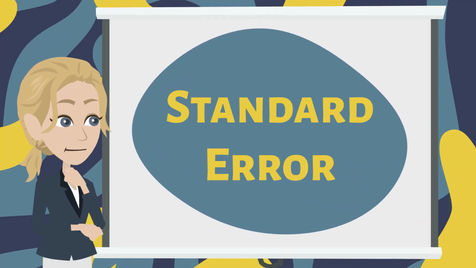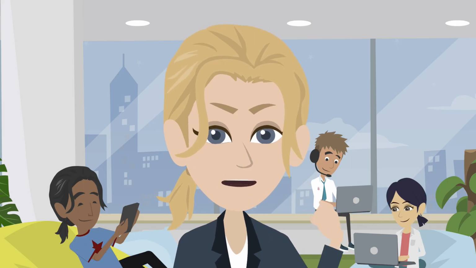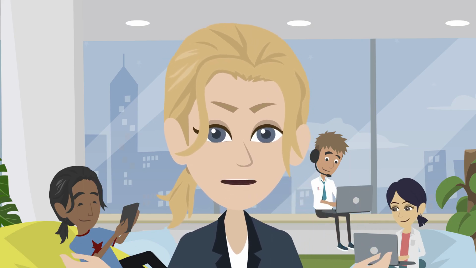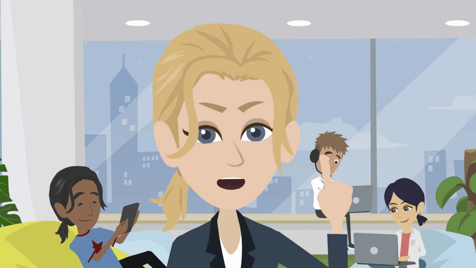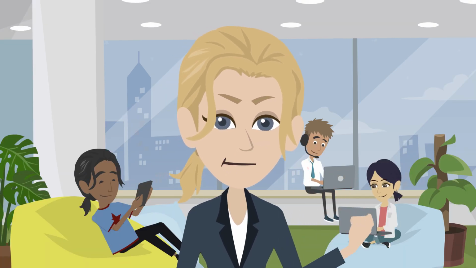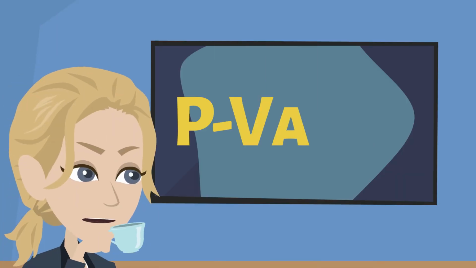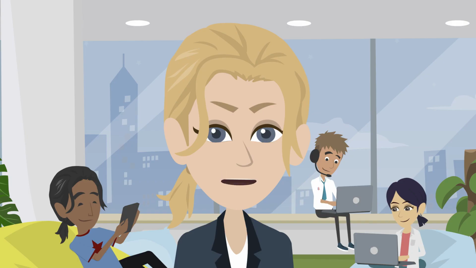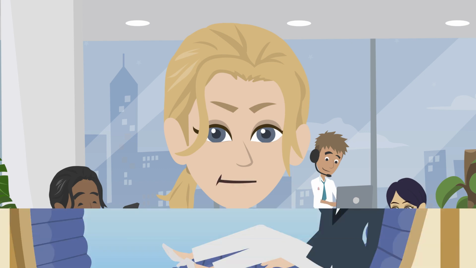Standard error. The standard error measures the accuracy of the coefficients. A lower standard error indicates a more accurate coefficient. P-value. The p-value, short for probability value, is a fundamental concept in statistical hypothesis testing. It quantifies the strength of evidence against a null hypothesis and helps determine whether the results of an experiment or analysis are statistically significant.